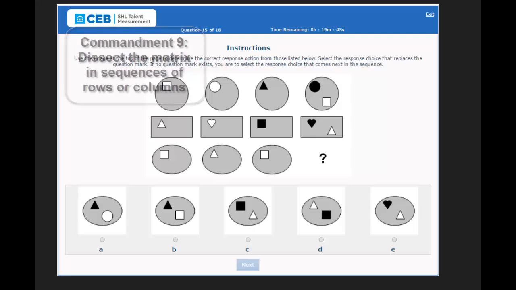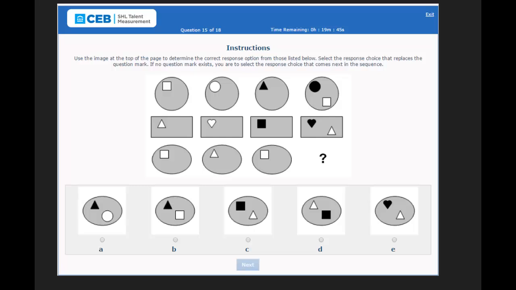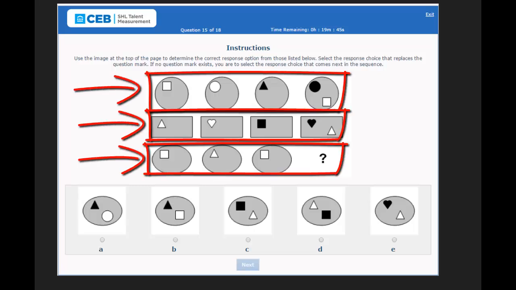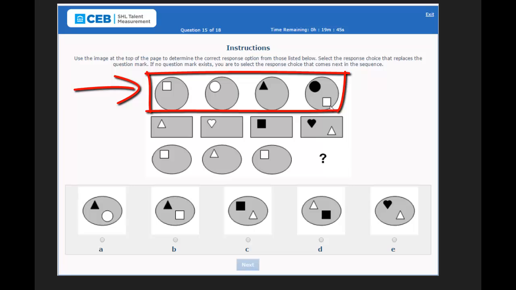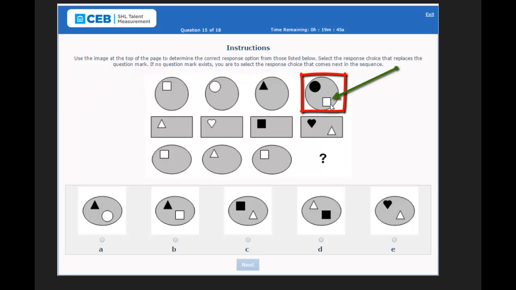But in this particular case, we will dissect this matrix into sequences of rows, and then we'll try to identify the patterns based on the rows. By looking at the first row sequence, we can observe in the last frame that the bottom right shape is identical to the top left geometrical shape that is included in the first frame. If we move to the sequence of the second row, we see that the exact same pattern appears again, as the bottom right triangle is identical to the top left triangle in the first frame of the second row.